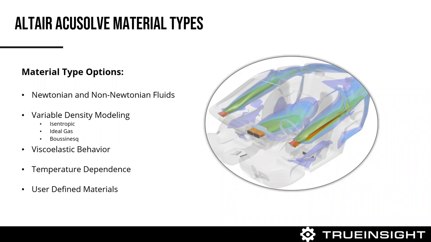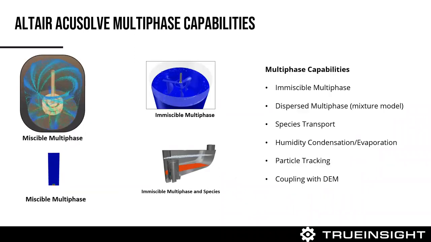We have a pre-built material database with AcuSolve, and we'll take a look at that when we jump into some of the examples. But if it's not in there, we can easily key in our own user-defined materials and also factor in specific temperature dependence within the solution. And the last thing I want to point out is multi-phase capabilities. So mixing problems, we will actually look at a turbo machinery problem within AcuSolve. So looking at a blower fan, things that can be very difficult to do in some other CFD codes, AcuSolve does a really good job with.